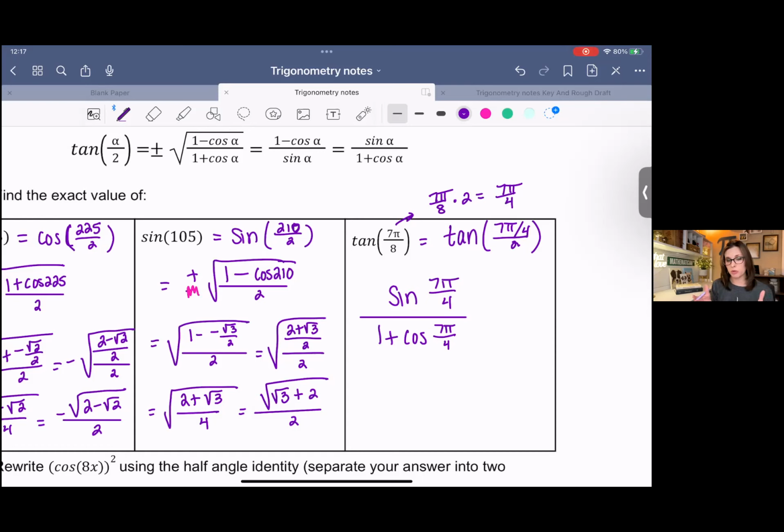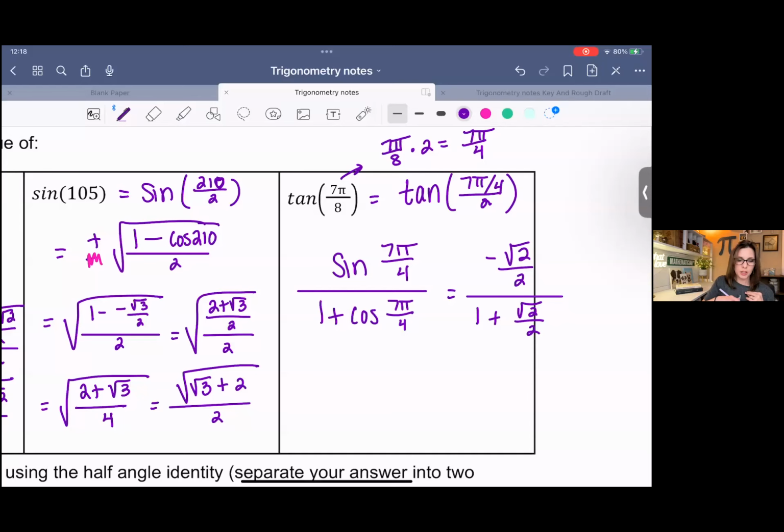We do know it's going to be root 2 over 2 because of that pi over 4, but now you need to decide if it's positive or negative. Go ahead and pause it, try it, come back, simplify as much as you can. You should have found that the sine of 7 pi over 4, that puts us in the fourth quadrant. So sine is going to be negative and cosine is going to be positive. So sine of 7 pi over 4 is negative root 2 over 2, and cosine of 7 pi over 4 is positive root 2 over 2.